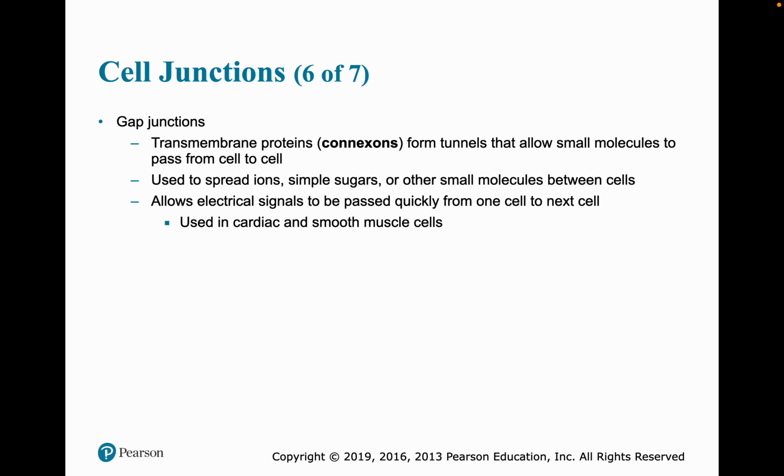And gap junctions are transmembrane proteins called connexons that form tunnels between the cytoplasm, directly connecting the cytoplasm of two adjacent cells. And these can be used to spread ions, simple sugars, and other molecules between cells without having them leave the cell. Also allows for electrical signals to go quickly from one cell to another. We're going to see these in cardiac cells, where we're going to call them intercalated discs, and they are also present in smooth muscle cells, which we'll talk about when we talk about smooth muscle cell contractions.